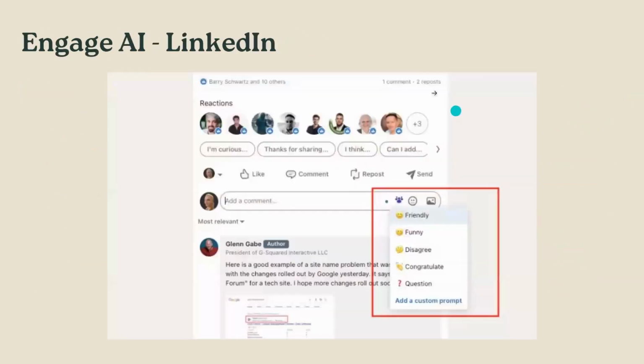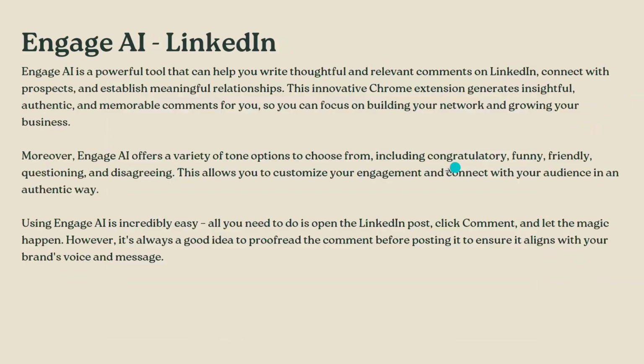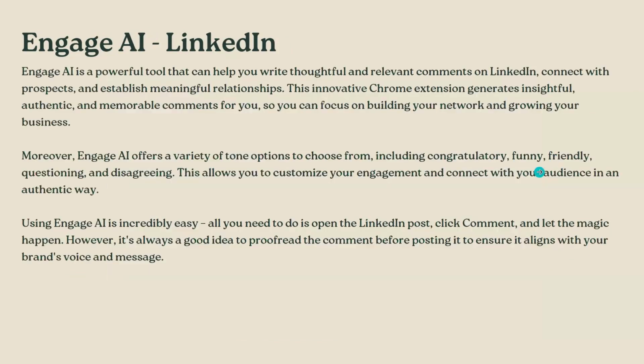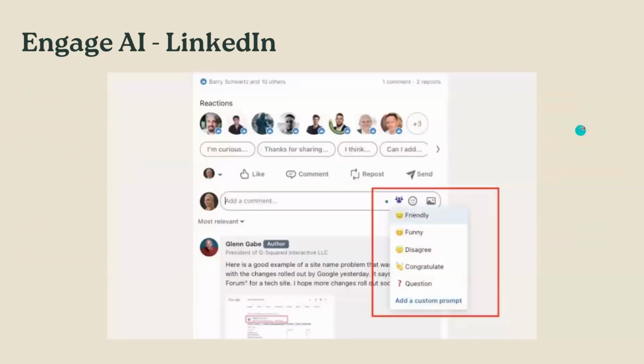And there's another one, which is Engage AI LinkedIn, which is similar to the Twitter extension. If you want to make comments on certain posts on LinkedIn, it has a similar interface. You can click this button here and select whatever tone of interaction you'd want to give out. You could be friendly, funny, congratulating, and it will generate a comment based off the previous post right here.